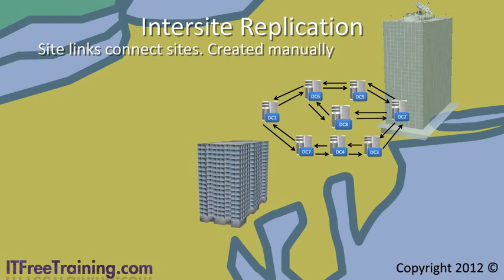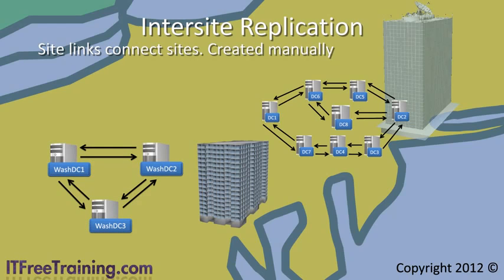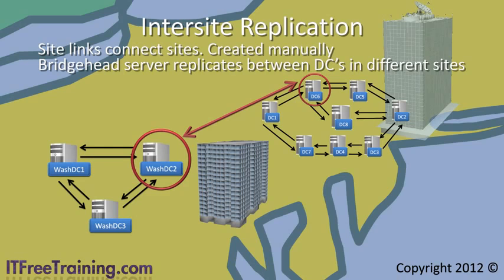In this example, New York has 7 domain controllers and Washington has 3 domain controllers. In order for replication to occur, Active Directory will automatically pick a domain controller in each site to act as what is called a bridgehead server. The bridgehead server in each site will replicate changes between the sites. When a change is made on a domain controller, it will be replicated to all other domain controllers in that site. When the change reaches the bridgehead server, it is responsible for replicating that change to the other bridgehead server in the other site. This system is a lot more efficient than individual domain controllers attempting to replicate changes to other sites. Active Directory will automatically choose a domain controller in each site to act as a bridgehead server for you.